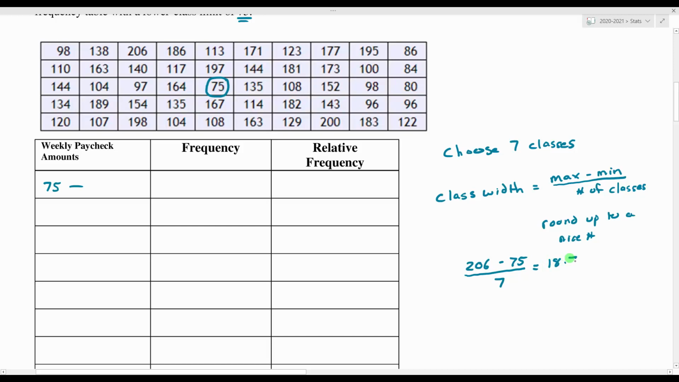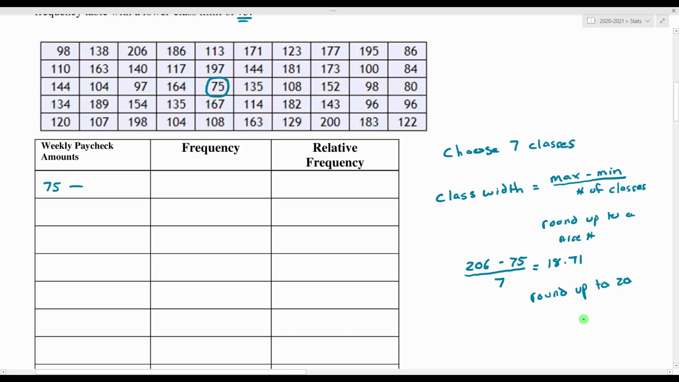and what you're going to end up getting here is 18.71. All right, so the next step here is to take this ugly number and round it up to a nice number. Now, strictly speaking, most people would round up to 19, but you can round up to something even nicer. So you don't have to go to 19. You could round up to 20. All right, 20 is a nice number to count by, so I'm just going to go ahead and round up to 20.